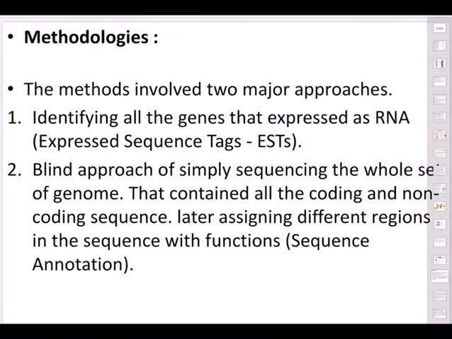And what are the methodologies that we follow? The methods involved two major approaches. First one is identifying all genes that are expressed as RNA, expressed sequence tags, we call them ESTs. So identify all the ESTs. Second, the blind approach of simply sequencing the whole set of the genome that contains all the coding and non-coding sequences, and later assigning different regions in the sequence with functions. So it is called sequence annotation.